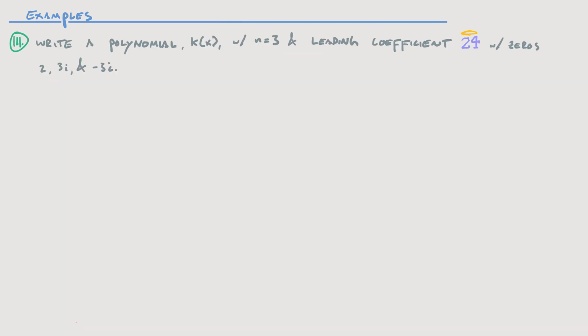Example 3 says, write a polynomial, we're going to call it k of x, with degree 3 and leading coefficient 24, and it's got zeros 2, 3i, and negative 3i. Well, here's the complete factored form. K of x is equal to a, some leading coefficient, which we actually know is 24, so we can put that in right away, times x minus the first 0, times x minus the second 0, times x minus the third 0.